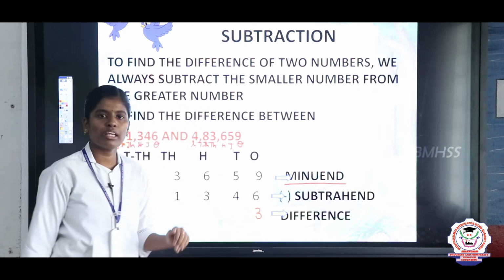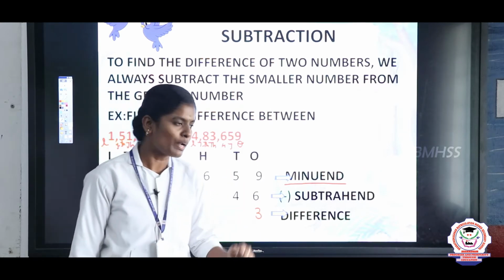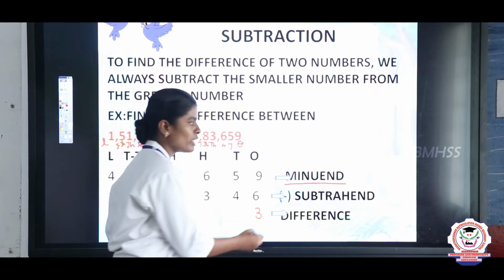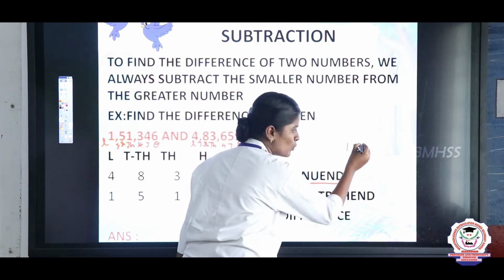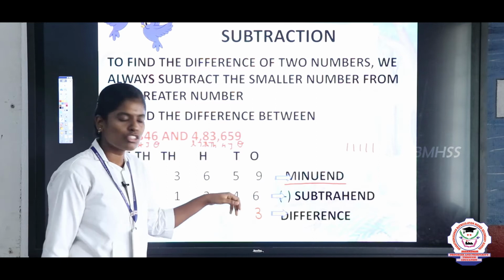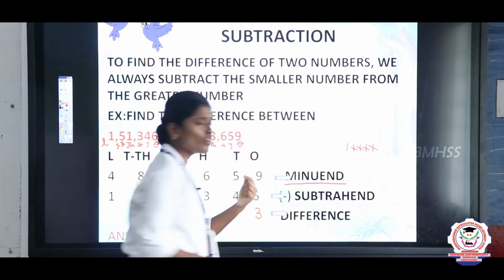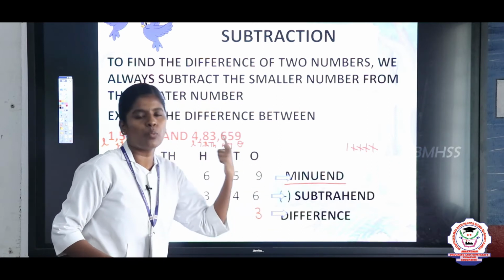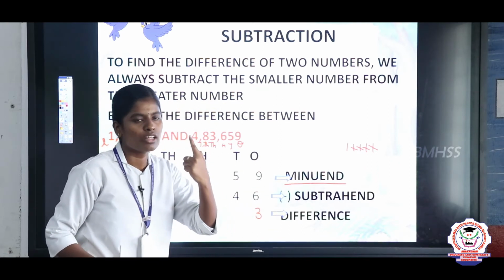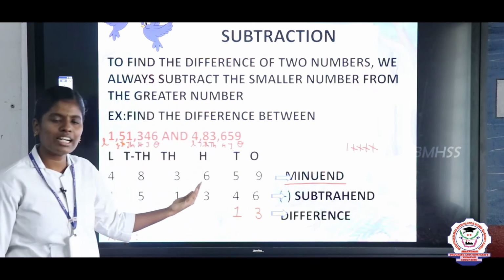Next we will take 5 minus 4. Here we will use another method. Put 5 lines: 1, 2, 3, 4, 5, and subtract 4 lines. So strike out 4 lines: 1, 2, 3, 4. Remaining, how many lines are there? We have only one line. So write 1.